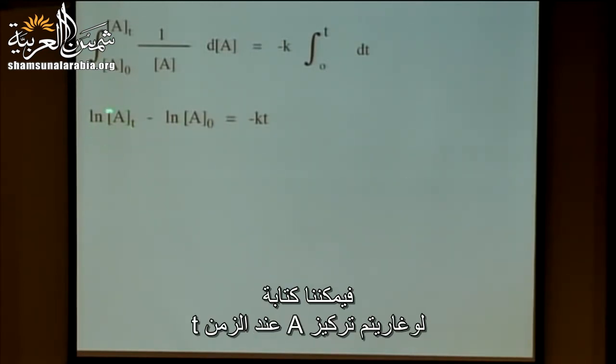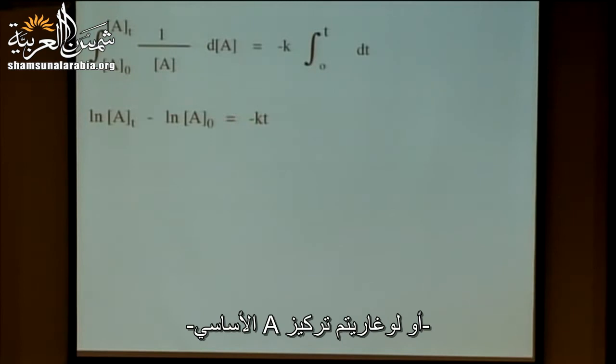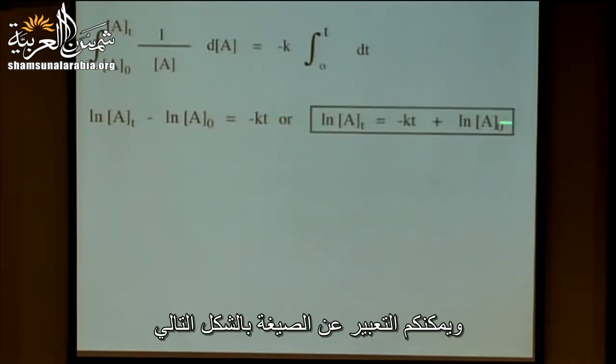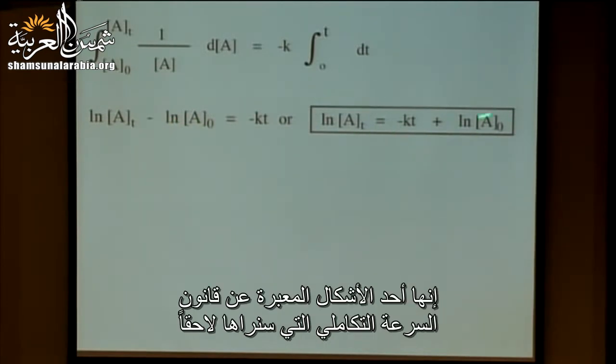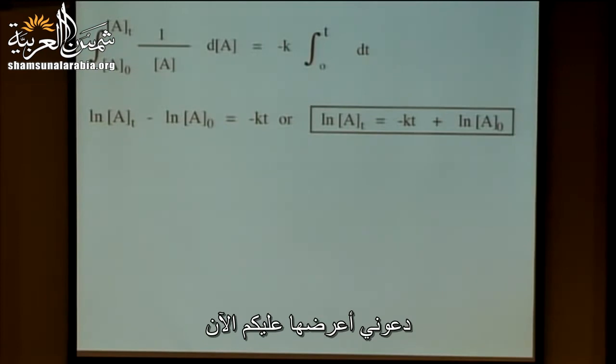Now you can write this expression in terms of the natural log. We can rewrite this as the natural log of the concentration of A at time t minus the natural log of the concentration of A at the original time, or original concentration, equals minus kt. You can also express it in this form by bringing this term over to the other side of the equation. This is one expression for the integrated rate law that you will see. There's also another expression that you'll see, and let's show you what that is.